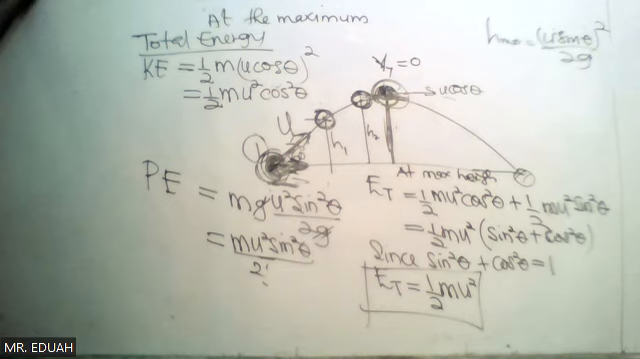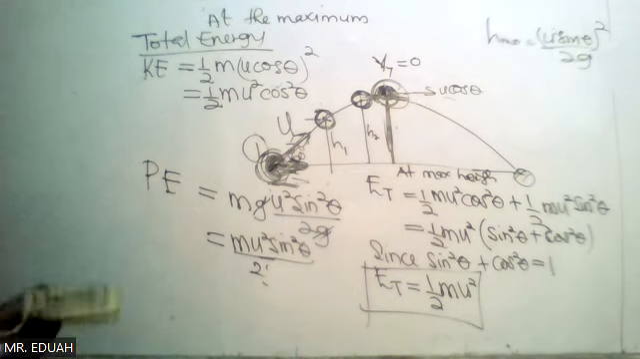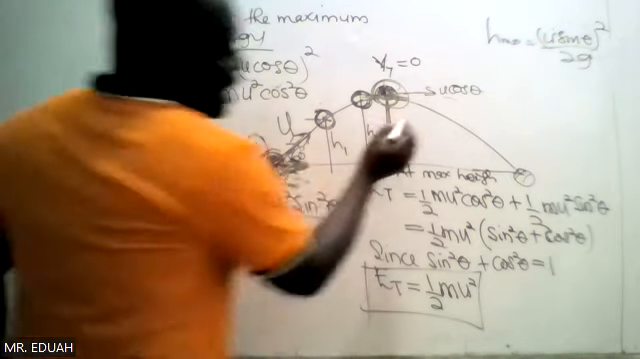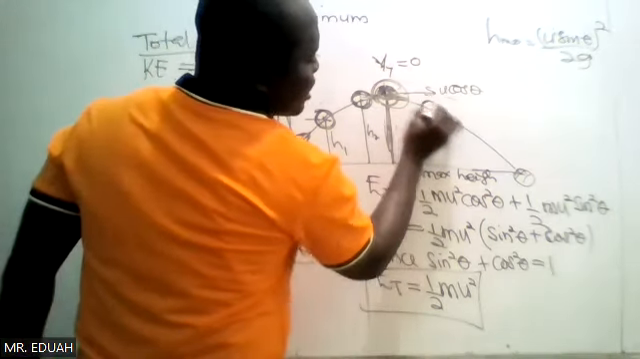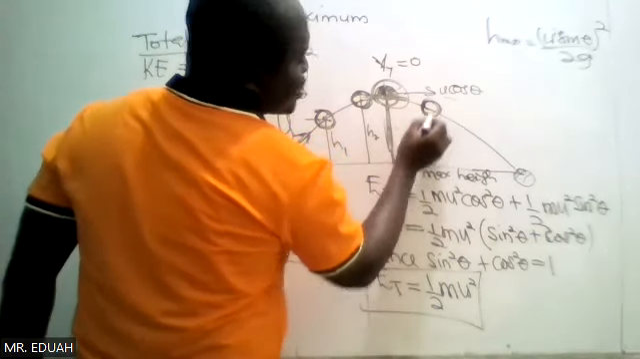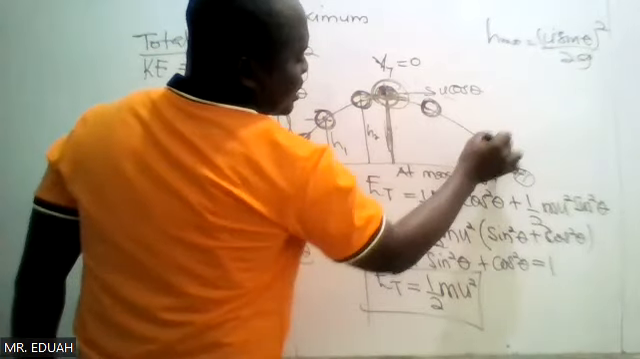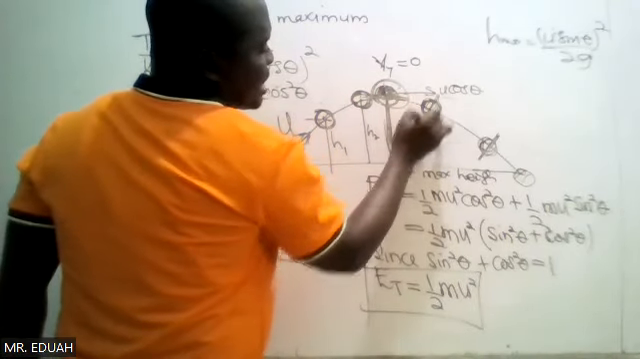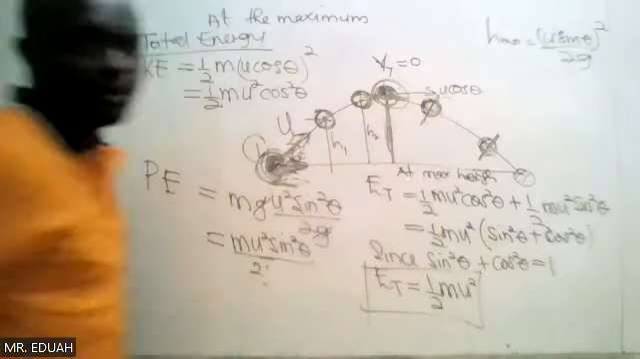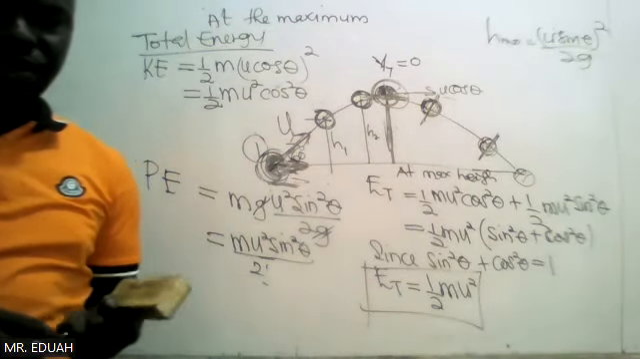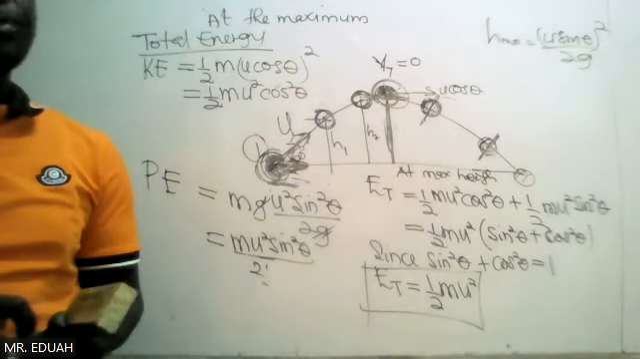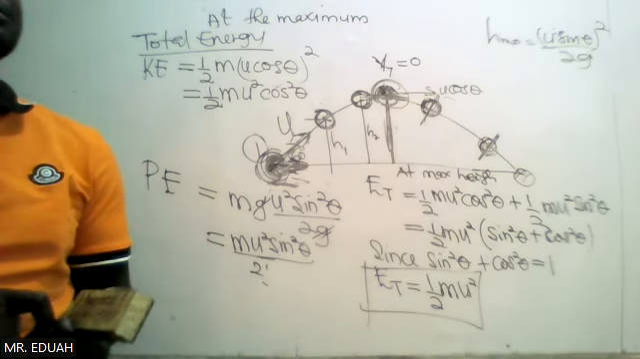At every 2 points, the energy possessed by the body is conserved or constant. So no matter the 2 points I choose, it can be here and here, the total energy possessed by the body here and the total energy possessed by the body here must be the same. And that is the conservation of energy in projectile motion.